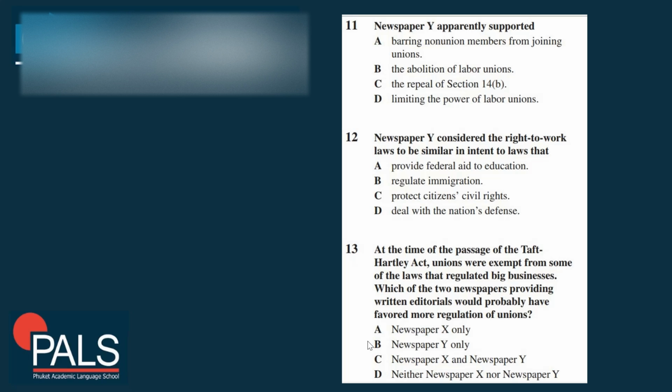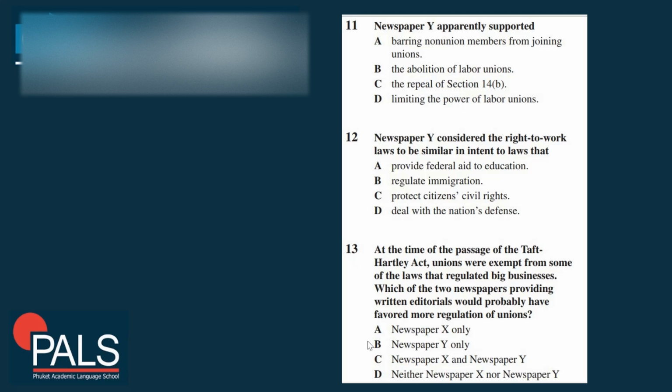They advocated for it similarly to how we would protect citizens' civil rights. Question 13. At the time of the passage of the Taft-Hartley Act, unions were exempt from some of the laws that regulated big businesses. Which of the two newspapers provided written editorials would probably have favored more regulation of unions?